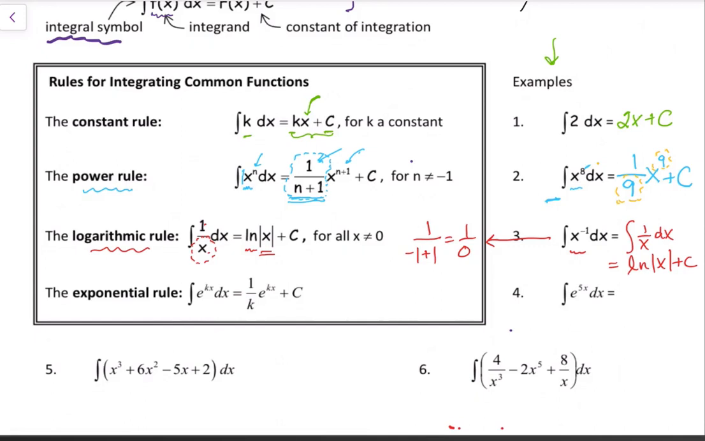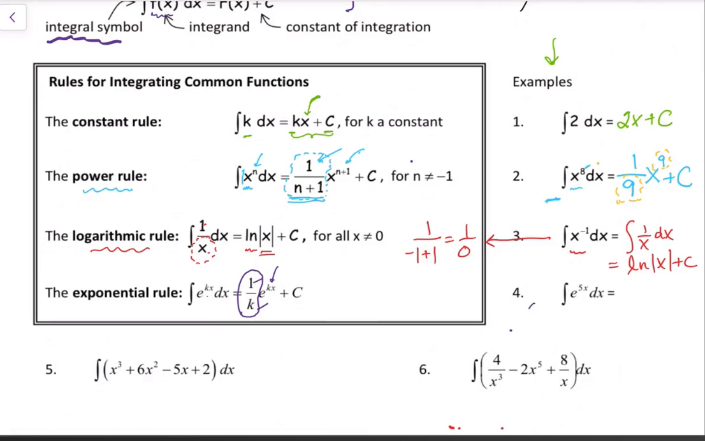Okay, and the final rule is the exponential rule, where specifically I have e to a monomial term. The way that rule works, so I've got e to something like 5x or 10x or 15x, is that my new coefficient on my answer is going to be the old coefficient on e divided by the coefficient of the exponent. And then the e is just going to get repeated. So there's no change to the exponent on my e when I integrate it.